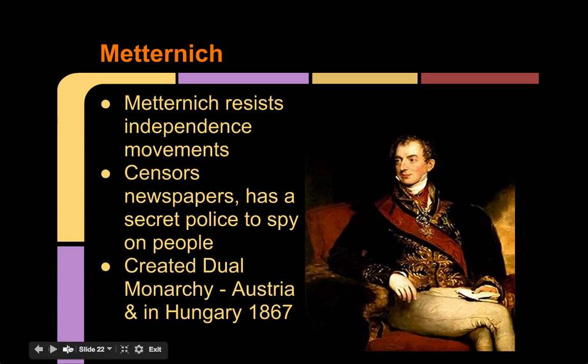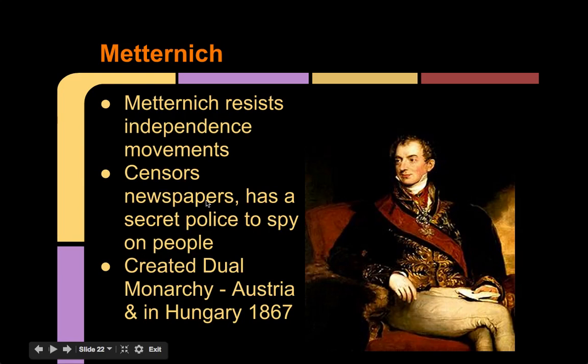Now, you're going to have a monarch named Metternich. He's going to resist independence movements by the people in Austria and Hungary. He's going to censor newspapers. He has a secret police to spy on people. He is serious. He does not like anyone who is trying to change the government or the government system. The secret police are creeping around on people trying to see if they're part of these independence movements that are talked about in the first bullet.